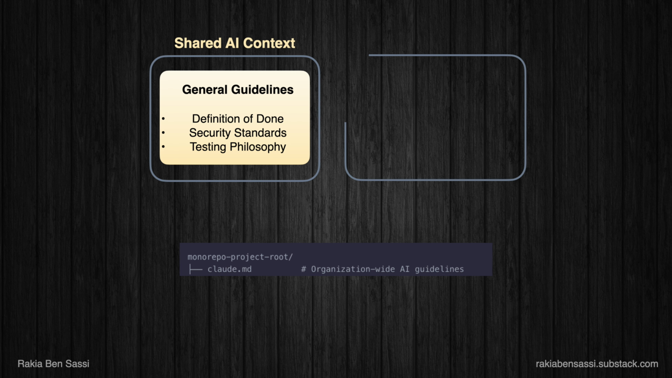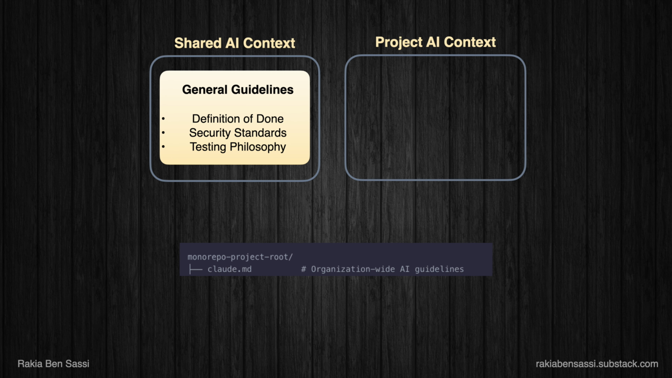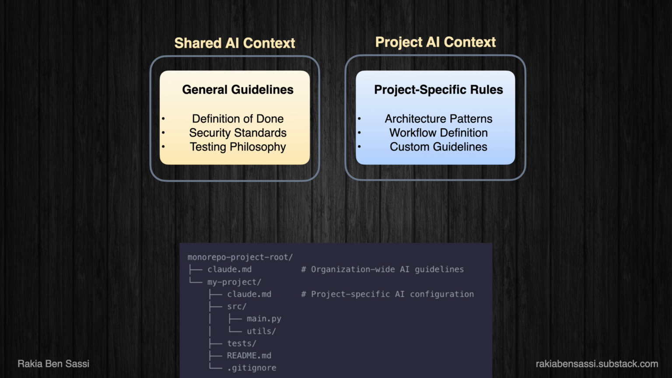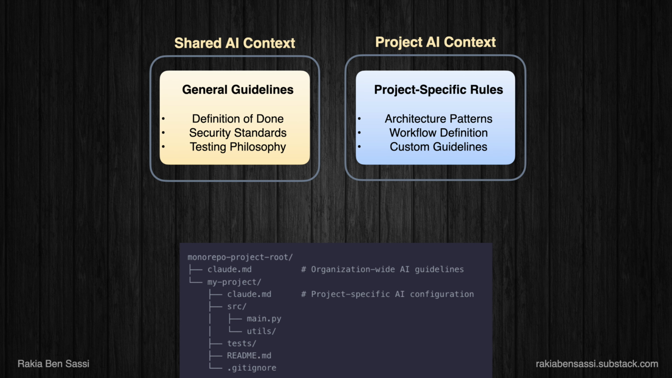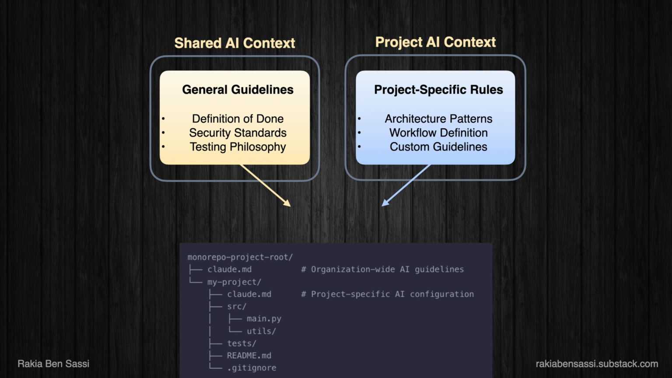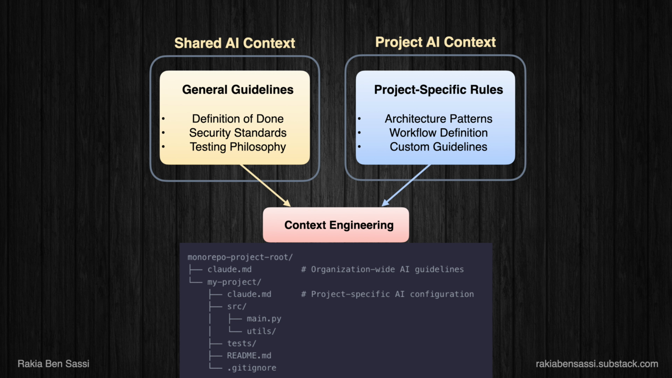And the next one is a project-specific file. This file lives in the root of the project you are working on. It contains project-specific architecture, patterns, and workflows. When you combine those two, you are not just prompting, you are context engineering. You are giving the AI the vibe of the project.